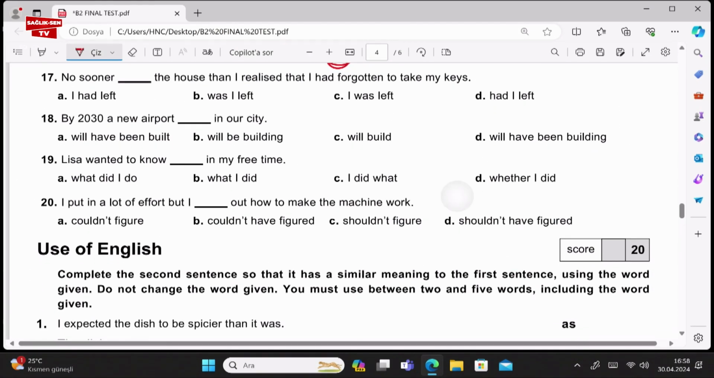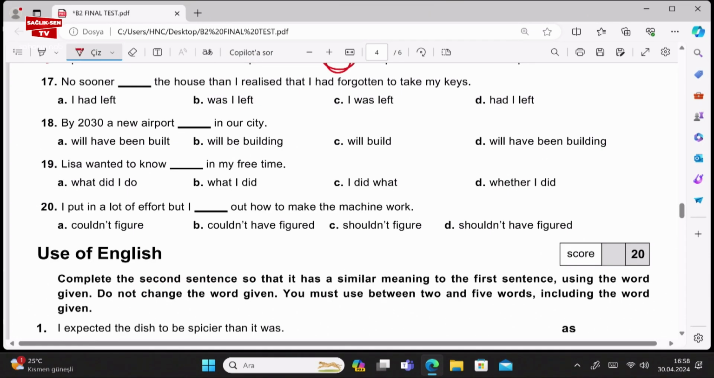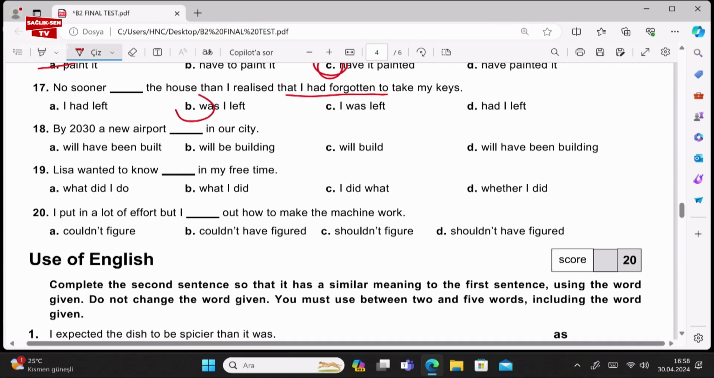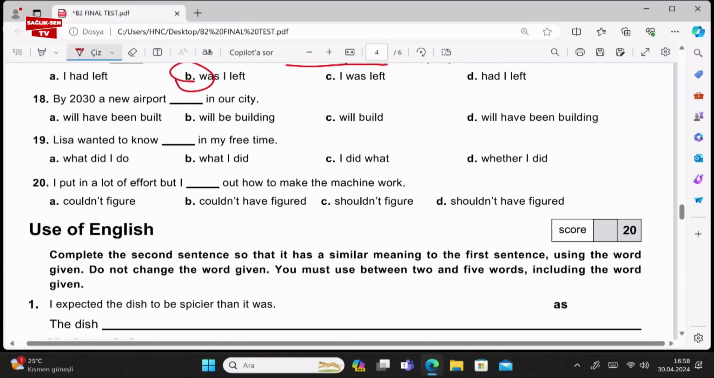No sooner blah blah the house than I realized that I had forgotten to take my keys. We're talking about something that happened very quickly right after each other. So no sooner blah blah the house than I realized that I had forgotten to take my keys. You can see the past perfect use here. So I am going to use past simple no sooner was I left the house than I realized that I had forgotten to take my keys.